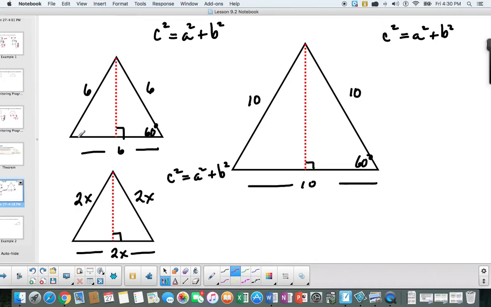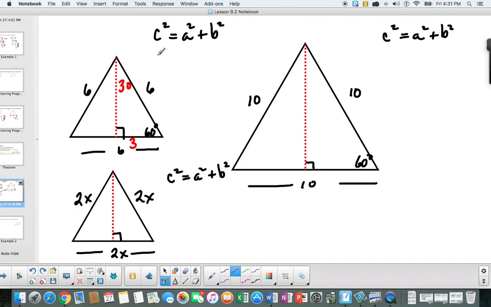This is an equilateral triangle. Equilateral means all the angles will be 60. Notice I put a 60 here. That means this is going to be a 30. So I'm going to get this 30, 60, 90 triangle. I am now going to use the Pythagorean theorem. Since this is a 30-degree angle and it's also an altitude, I know it's cutting this into half.